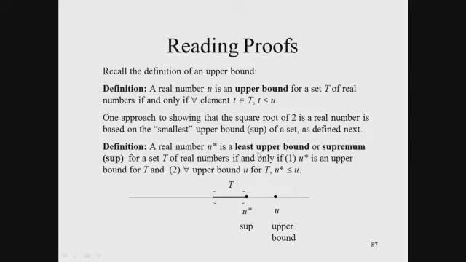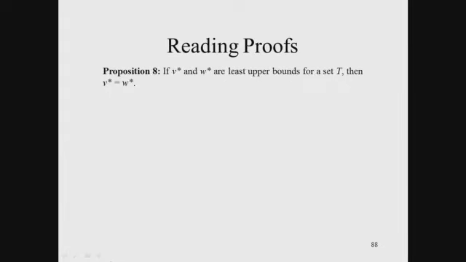Okay, so let me define the smallest upper bound, the least upper bound. A real number U star is a least upper bound, also called the supremum, of a set T of real numbers, if and only if two things happen. First, U star has to be an upper bound, and for any upper bound U for T, U star should be less than or equal to U. Here's what we're going to prove. If V star and W star are least upper bounds for a set T, then V star equals W star.